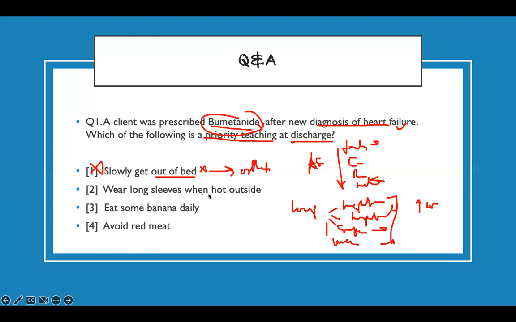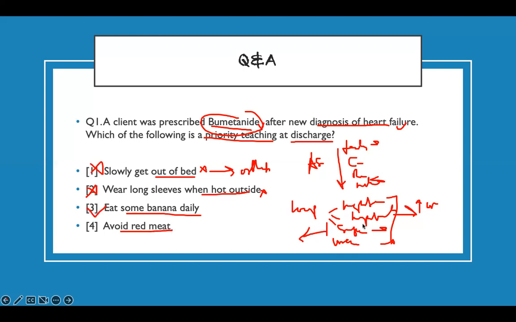Wear long sleeves when hot. Is it part of being sharp? No. But you have to tell them to avoid photosensitivity; it's not a priority function. Eat some banana daily. Yes, hypokalemia is an electrolyte imbalance that can affect their cardiac function. This loop diuretic can do that. So the priority problem is hypokalemia.